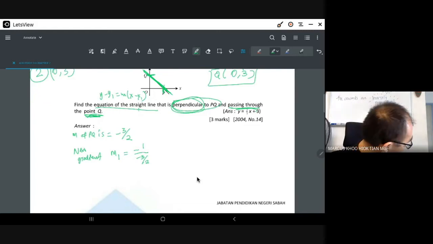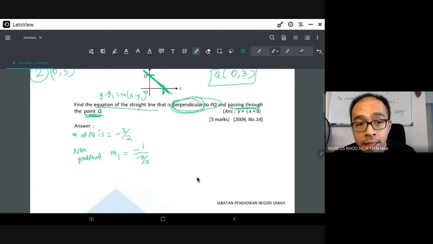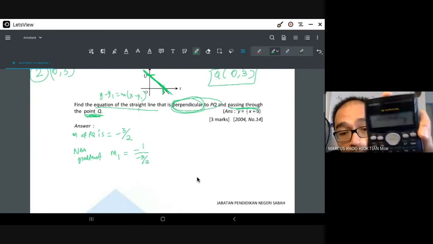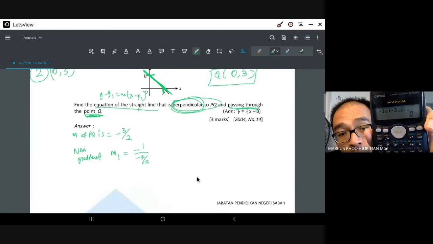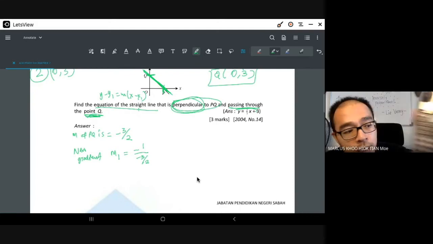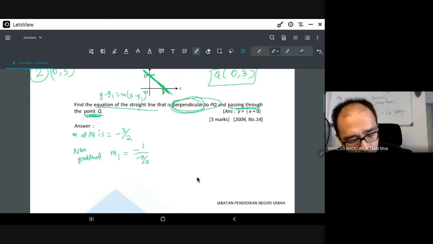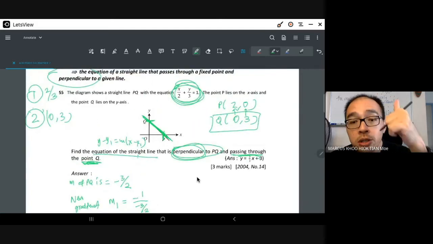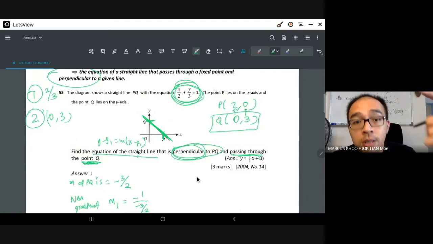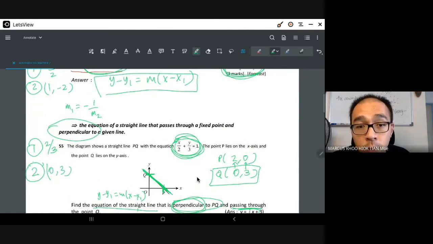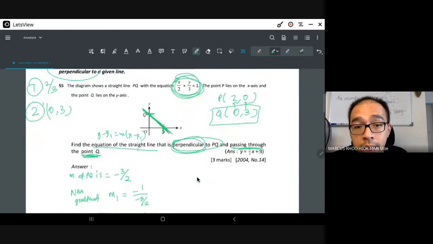Now remember how I taught you how to calculate this. You cannot just put it in like that. It's negative 1 divided by the bracket negative 3 over 2. Remember the bracket is very important. You will get 2 over 3. Be careful about this, I always remind you. So the gradient is 2 over 3, and the point is 0 and 3. We substitute into y minus y1 equals m(x minus x1), and then we rearrange until we get the answer.